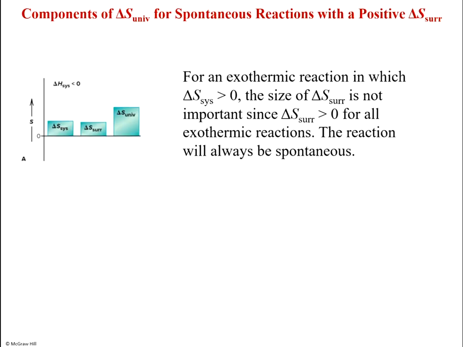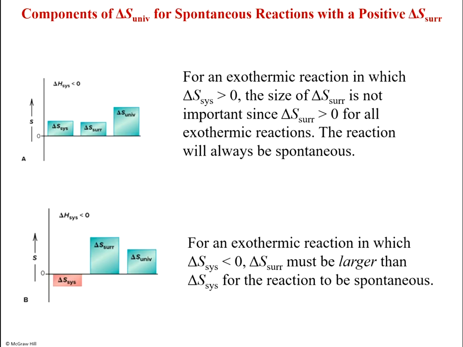We can look at this step by step for exothermic and endothermic processes. For an exothermic reaction, where delta S for the system is positive, the size of delta S for the surroundings is not important, because delta S surroundings for an exothermic process is always going to be greater than 0. So these reactions will always be spontaneous. Delta S for the system is positive, delta S for the surroundings is positive, therefore delta S for the universe is positive.